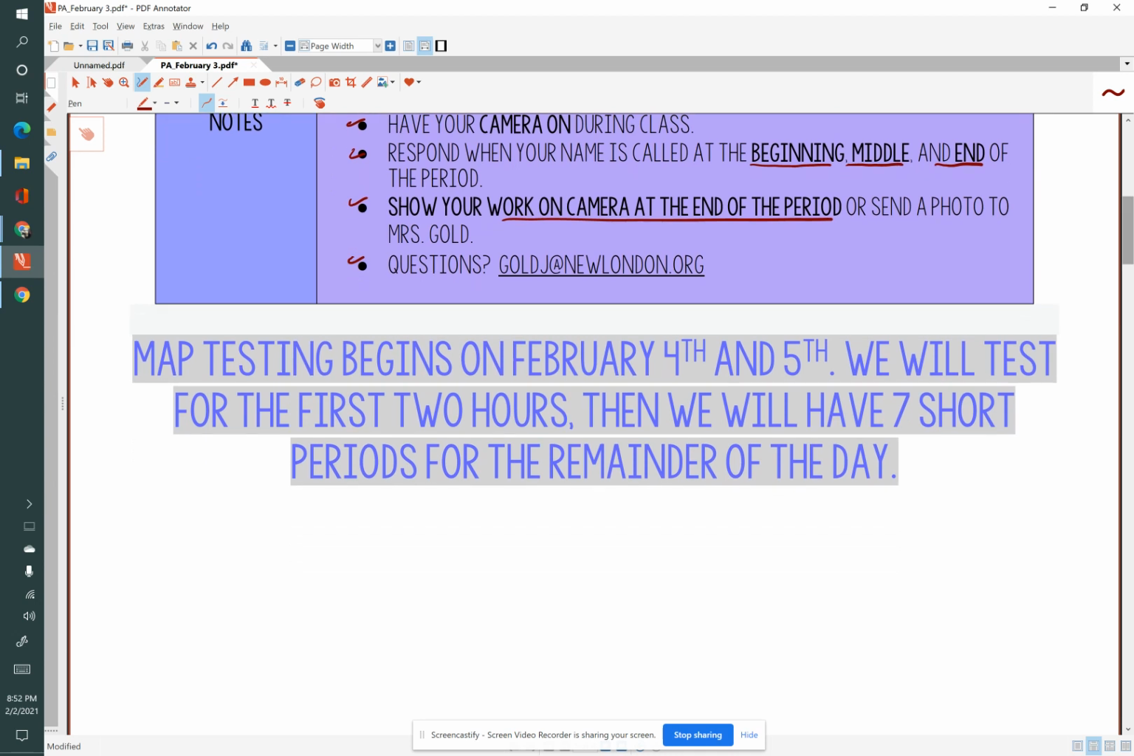Map testing begins tomorrow, February 4th, and goes through the 5th. We'll have 2 days at the end of next week as well. We will test for the first 2 hours, and then we will have 7 short periods for the remainder of the day.